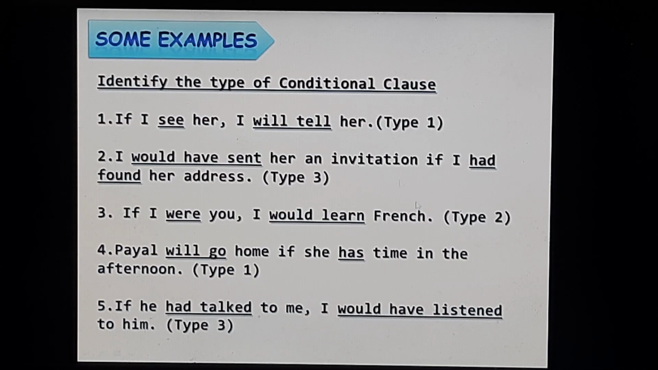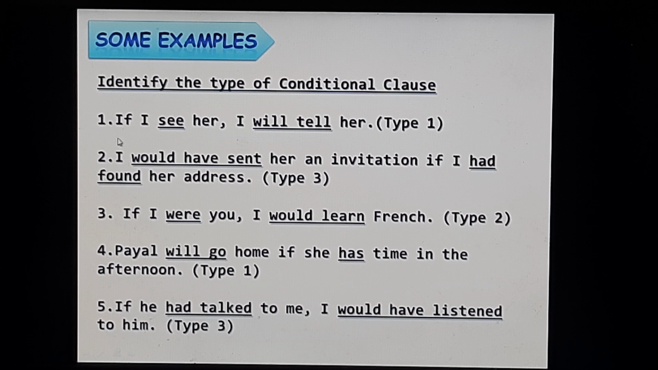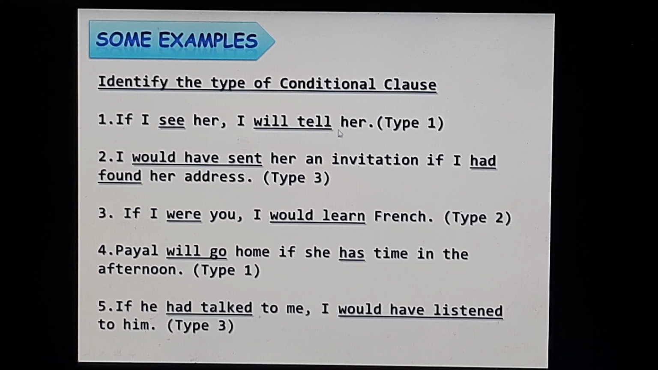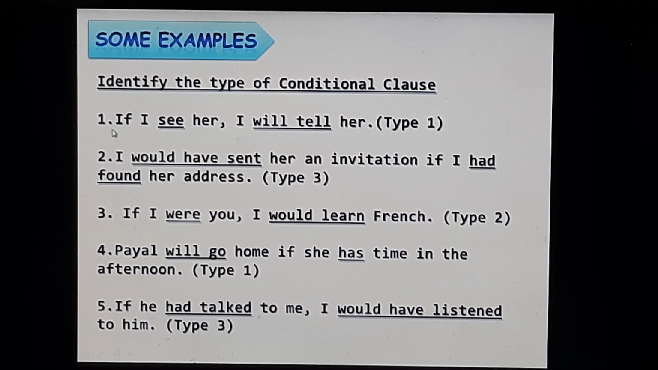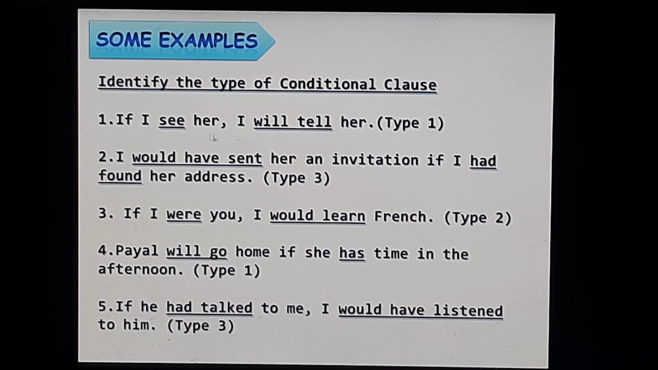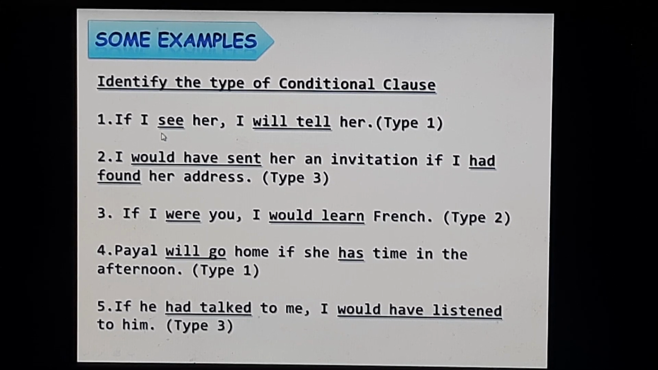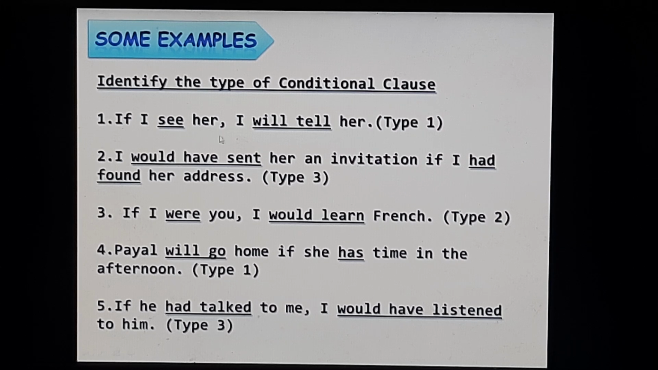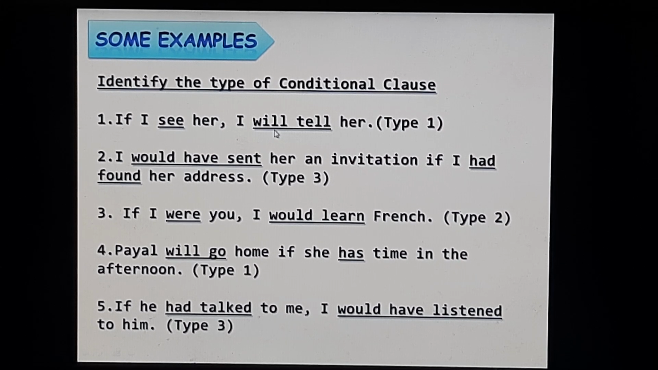Now, let's see some examples. Identify the type of conditional clause in the sentence. If I see her, I will tell her. Now, first you must always look at the verb in the if clause. So, in this if clause, see is your verb which is simple present. So, your verb in the main clause should be simple future. Will tell is in the simple future. So, it is type 1 conditional clause.